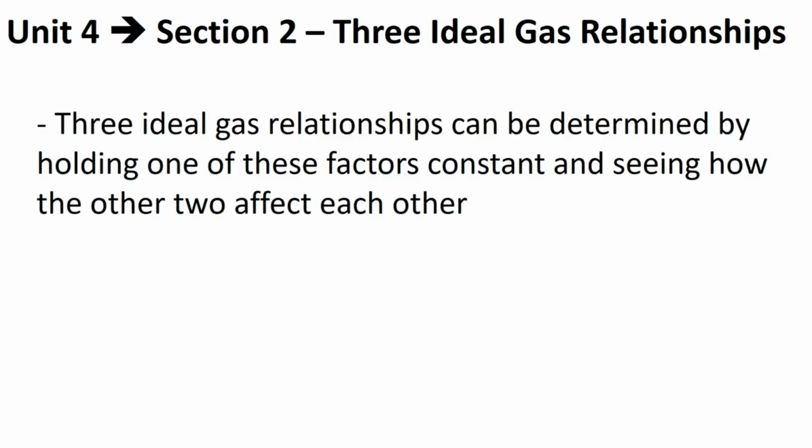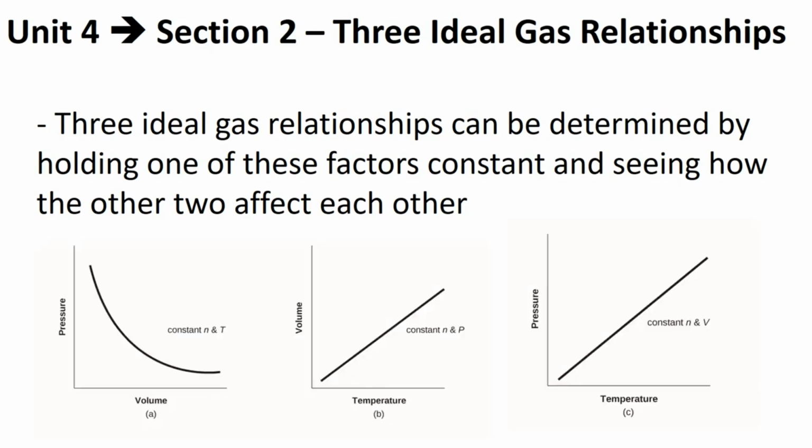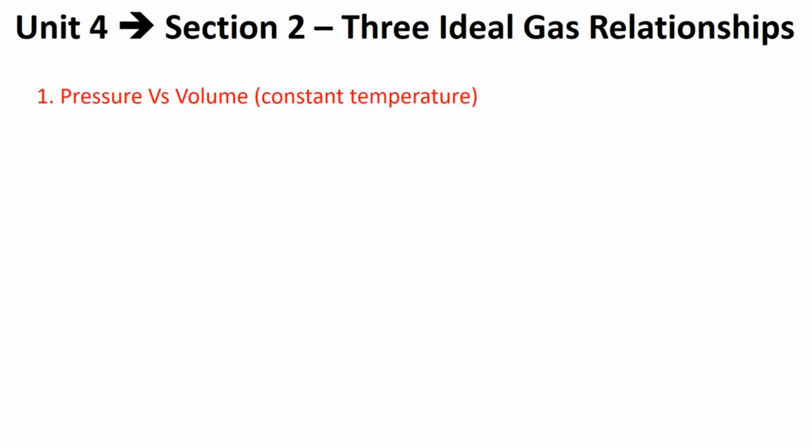So 3 ideal gas relationships can be determined by holding one of these 3 factors constant and seeing how the other 2 affect each other. These are going to be the outcomes that we're going to go ahead and prove in this lesson. So firstly, in no particular order, let's look at pressure versus volume while keeping a constant temperature.